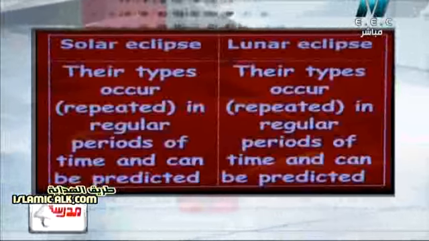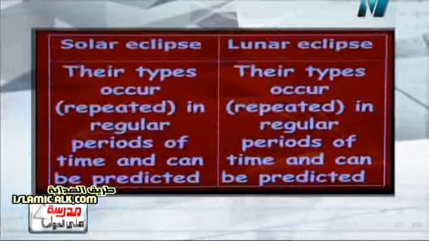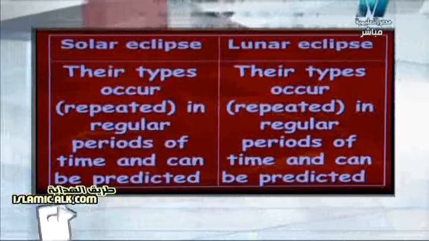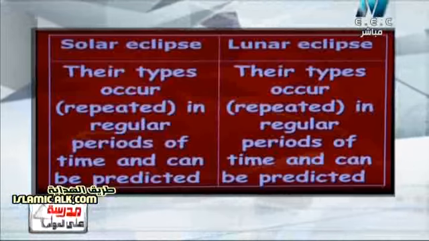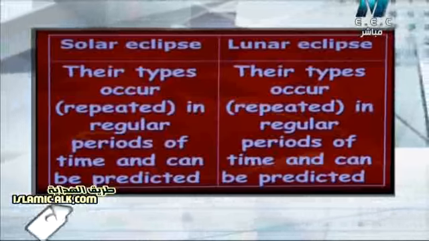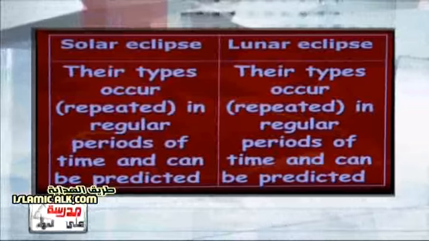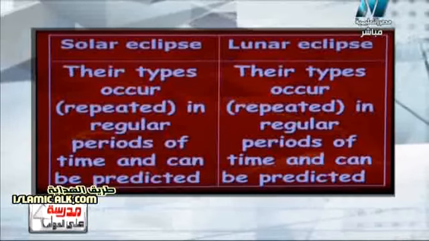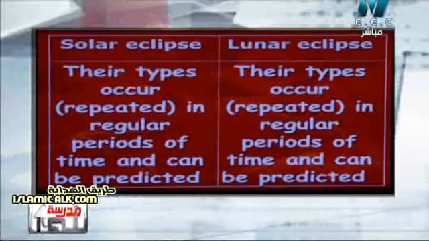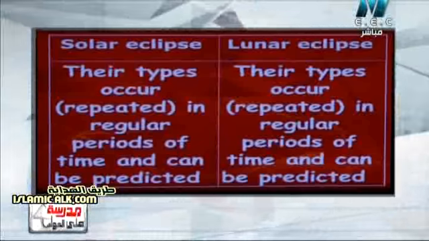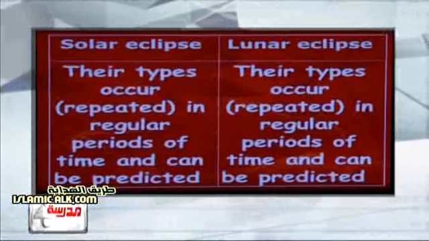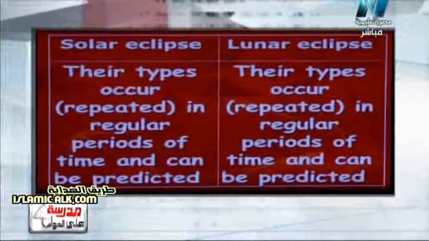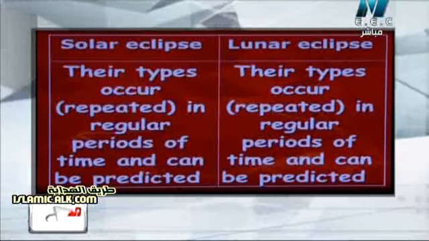Their types occur or repeat in a regular period of time and can be predicted. So what about lunar? Their types occur or repeat in regular periods of time and can also be predicted. So here it's a similarity, not a difference, because their types occur or repeat in regular periods of time and can be predicted at regular times of the year.